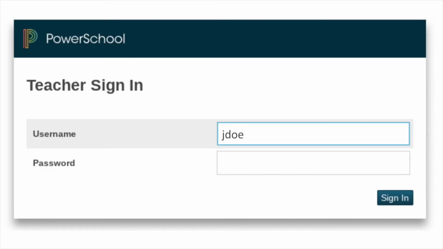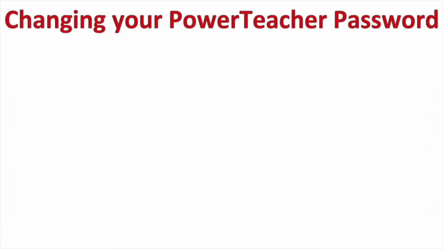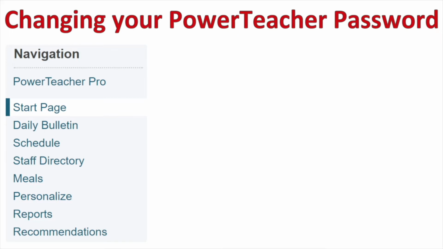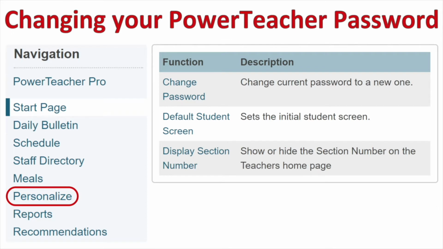Your username is your first initial and your last name. Your initial password is BCPS 1234. We highly recommend that when you first log in, you take the time to change your PowerTeacher password to something more personal and secure. To do this, click on the Personalize link on the left-hand side of your screen. The following window will open. Simply click on Change Password to begin the process.